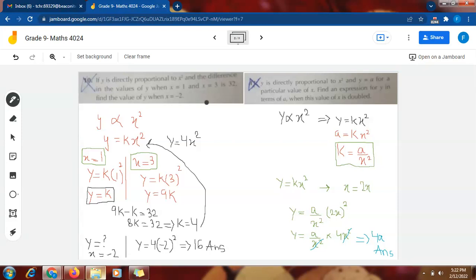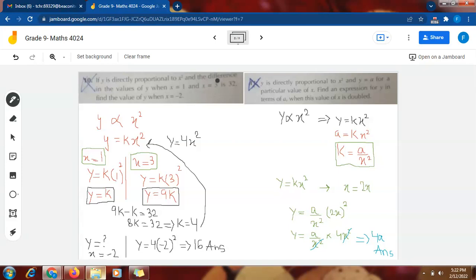Now I will find the other value of y when x is equals to 3. I will put x is equals to 3 in this equation again. Y will be as it is, equals to will be as it is, k will be as it is. In place of x, I will write 3, and 3 square is 3 multiplied by 3, that is 9. And when 9 is multiplied with k, this will give me 9k. So the second value of y is coming out as 9k. The first value was k when x is equals to 1. The second value of y is 9k when x is equals to 3.